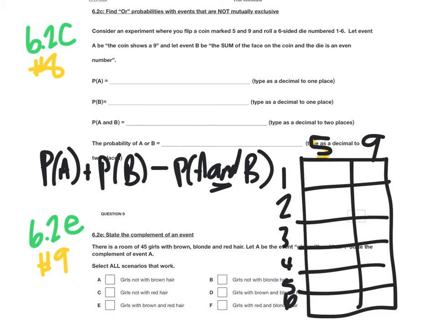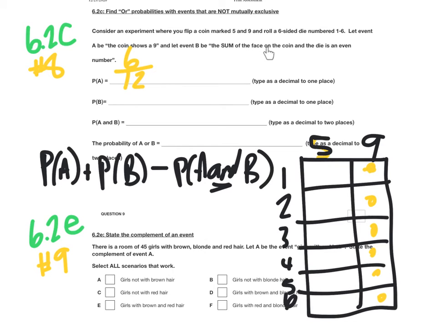So let's do the first question. The probability of event A happening is the coin shows a 9. If you look at this sample space, if the coin shows a 9, I can see it's going to happen here in these 6 events. So this is going to be a 6 out of 12. Okay, event B. What is the probability here?